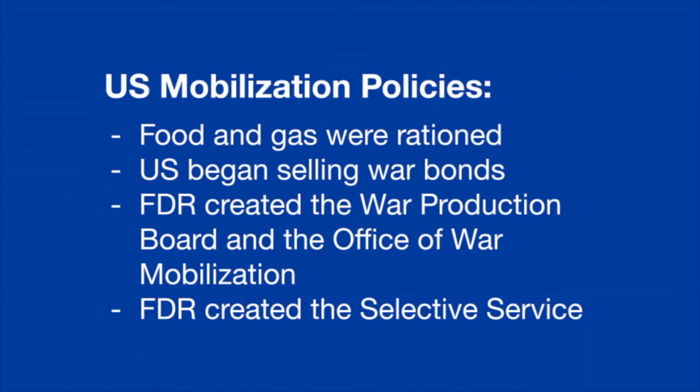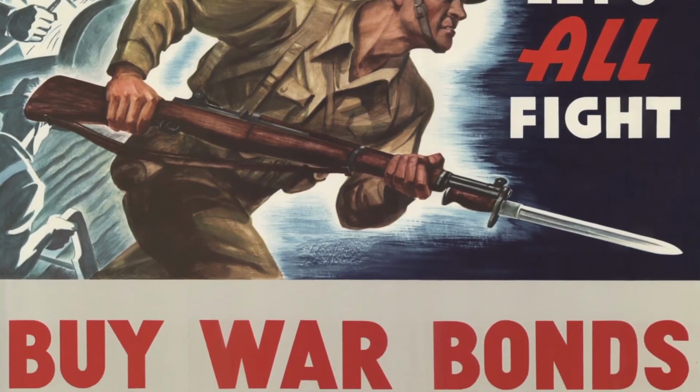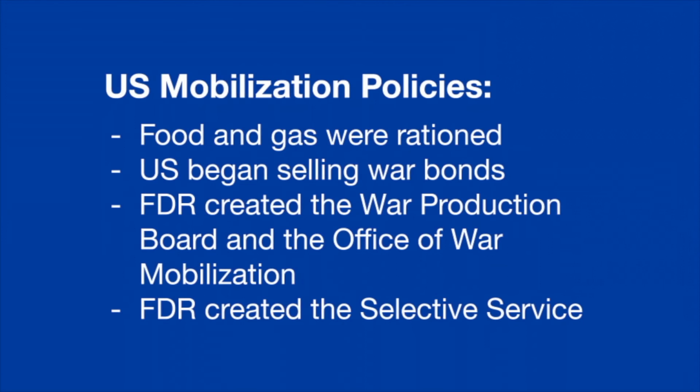The United States enacted multiple policies to ensure the success of the war effort. First, goods like food and gas were rationed. Second, the U.S. began selling war bonds, which were basically loans from people to the government. Third, FDR created the War Production Board and the Office of War Mobilization to coordinate and organize private industry. Fourth, FDR created the Selective Service and drafted Americans into the military.